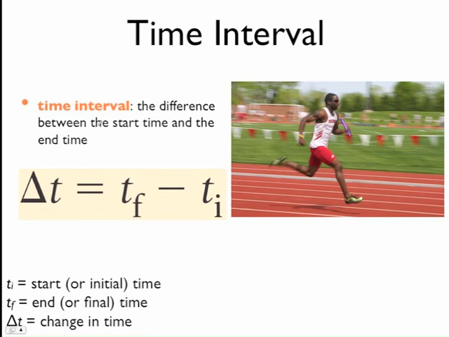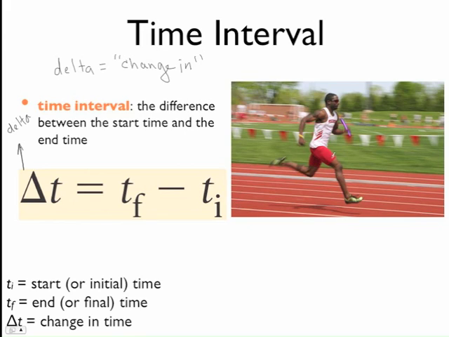So the time interval is just the difference between the start time and the end time. And that's what this equation says. This right here, this triangle, that is something called delta. And delta just means change in. So if you see delta t, that just means change in time is your final time minus your initial time.